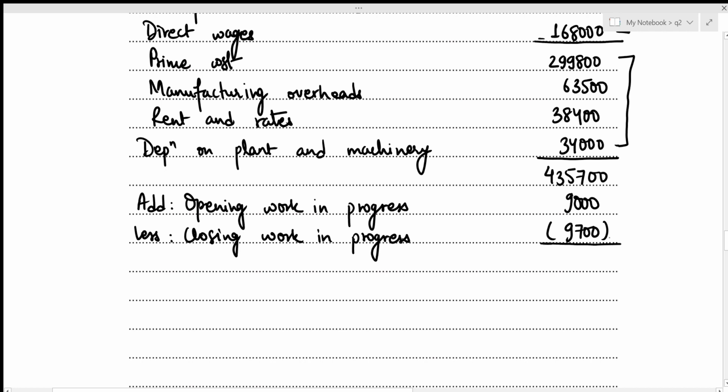Okay, now we can figure out our manufacturing cost. And the manufacturing cost is just going to be the sum of these three amounts. So that's 435,700 plus 9,000 minus 9,700, which results in the value of 435,000. Okay, and whenever we're preparing our manufacturing account, we always include the transfer value, right? And the transfer value obviously includes the factory profit, which means that we now need to add the factory profit.